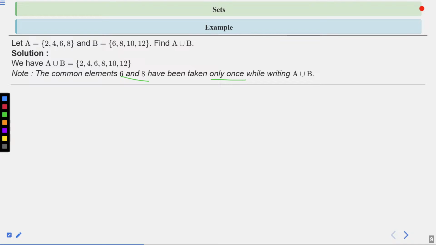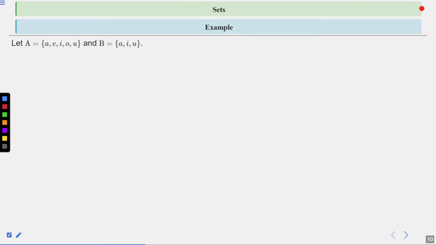Clear? Also an interesting point is that set A and B are subsets of the union set A union B. As you can see, all elements from set A belong to this union, as well as for set B, all elements from set B also belong to this union. So A union B is behaving like a superset for both these sets.